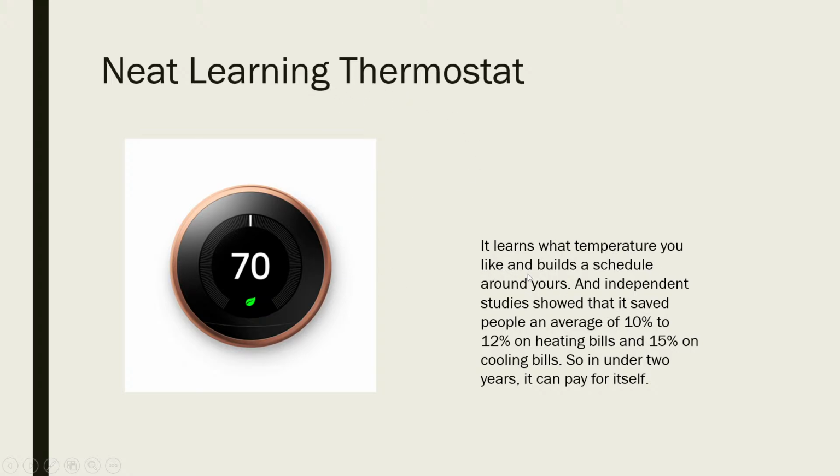It learns the temperature you like and builds a schedule around yours. Independent studies show that it saved people on average 10% to 12% on heating bills and 15% on cooling bills. So in under 2 years, it can pay for itself. It is a good investment because whatever money you spend on it, like 15,000 or 20,000, it will pay for itself with the heating and electricity bills. So it can learn and act according to that.